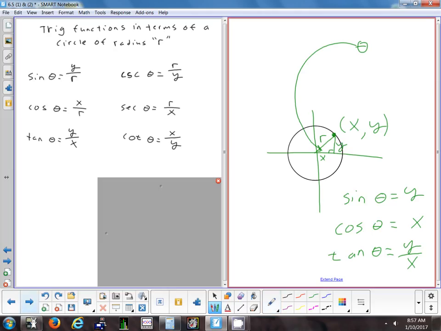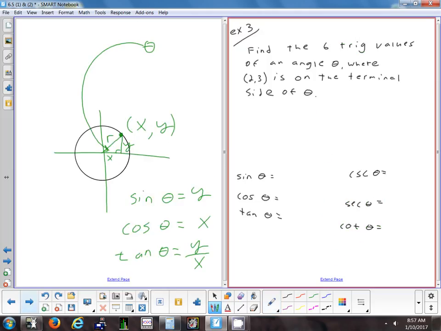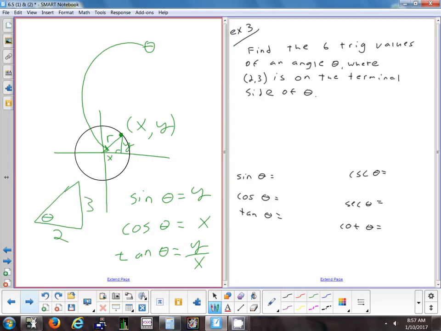All right, so you could see a problem similar to this. Okay, the point 2, 3 is on the terminal side of an angle. Find the 6 trig functions of that coordinate. Well, really, all this means is you have a triangle like this. 2, 3. Here's theta. If you can do this problem with right triangle trig, then you can do it with just the coordinate 2, 3. You don't even need to think of it as a triangle. All you need to think of is the 6 formulas we just wrote down.